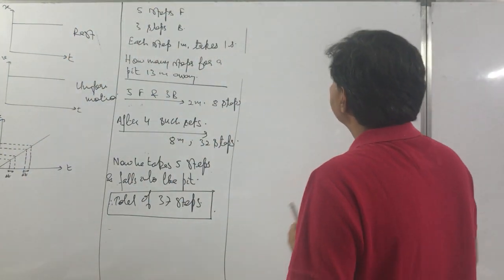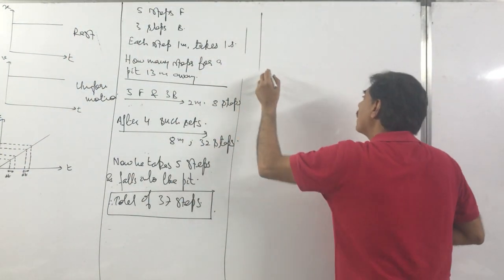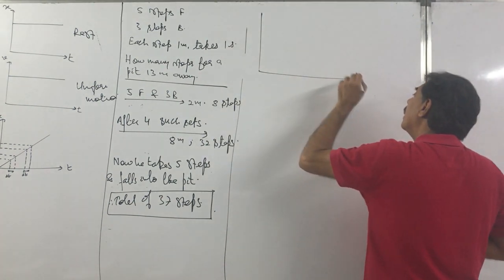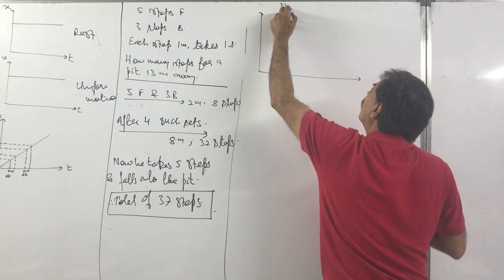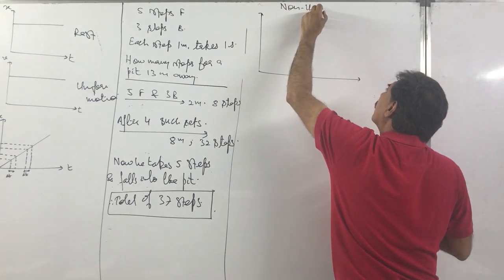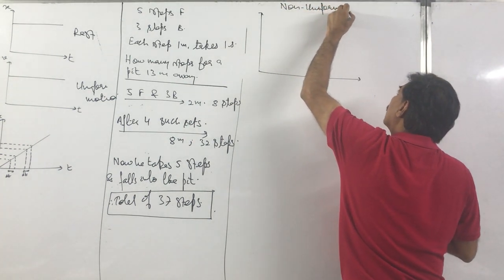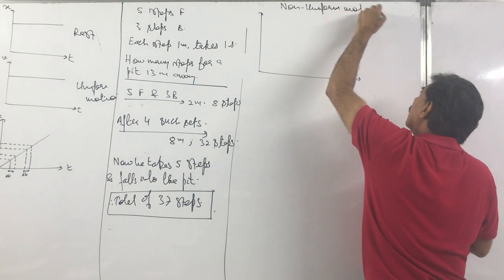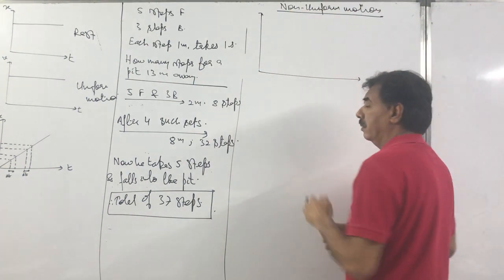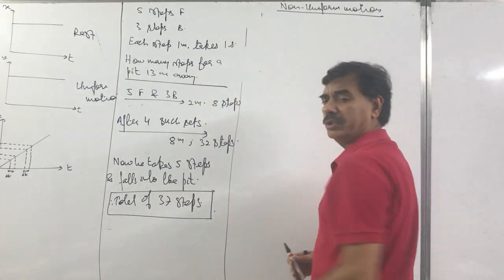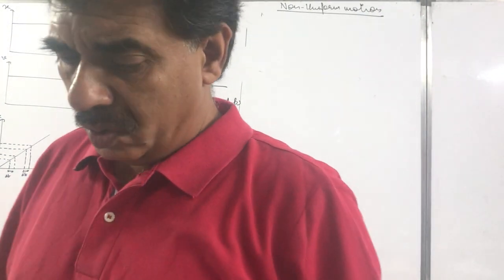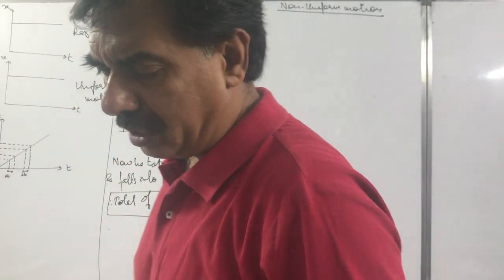Boys and girls, okay, non-uniform motion. We will make the graph later. Is there any question left? Oh yes, I have to do a couple of more questions.